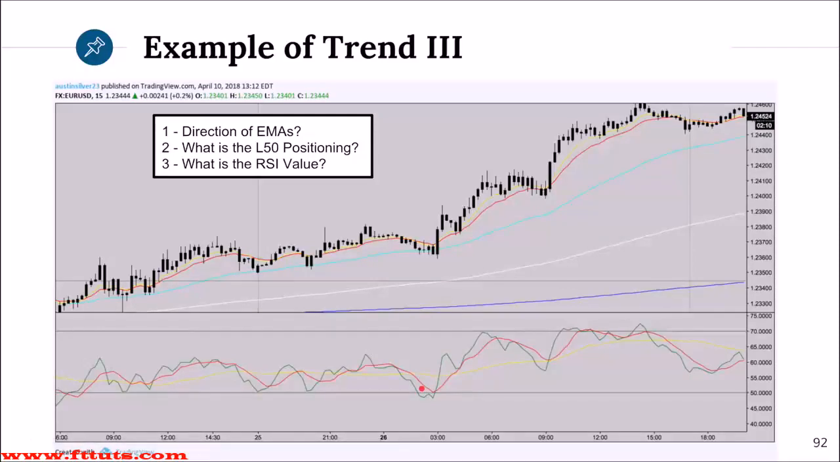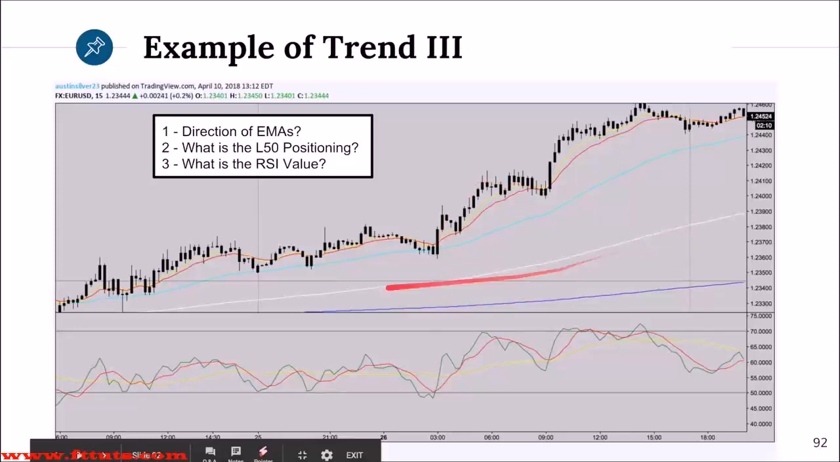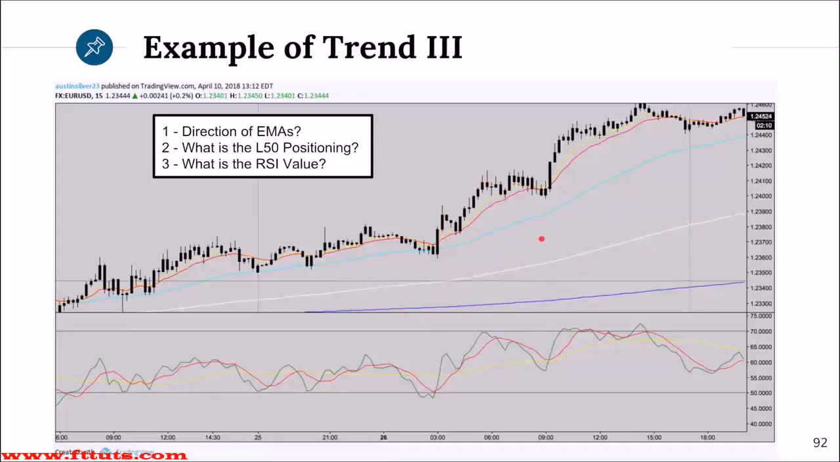Let's do another example here. What is the direction of the EMAs? Candles are above them. All of them are pointing up left to right, so clearly pointing upwards. What's the positioning of the liquid 50 in the buy zone? And what is the value of the RSI?